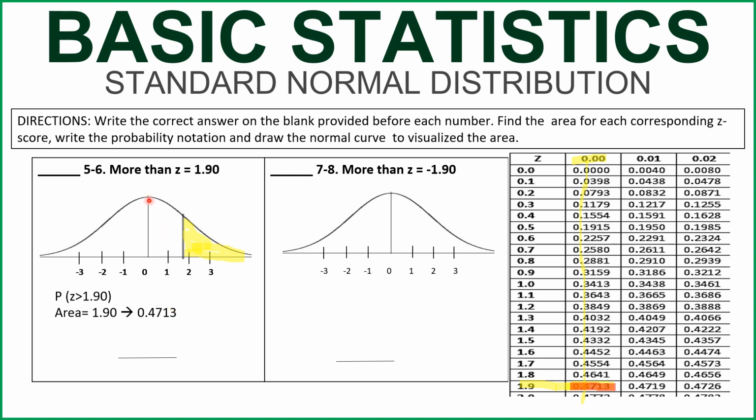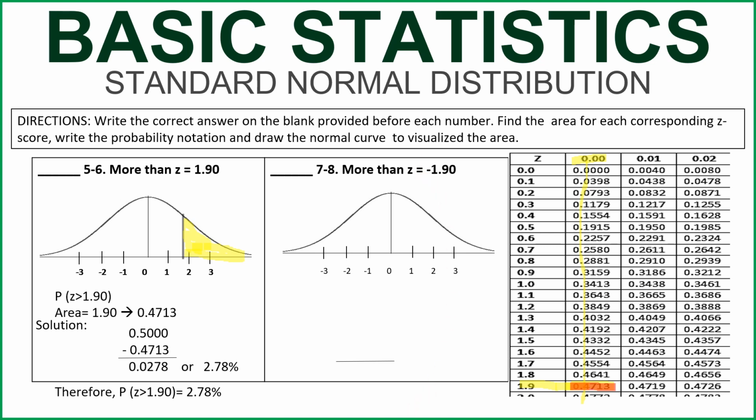Therefore, will we add or subtract? Of course, we will subtract because it does not touch the mean. So 0.5 minus the area of 1.9, and that gives us 2.78%. Therefore, we can say that the probability wherein Z is greater than 1.9 is 2.78%.